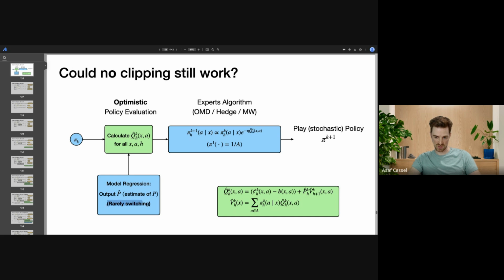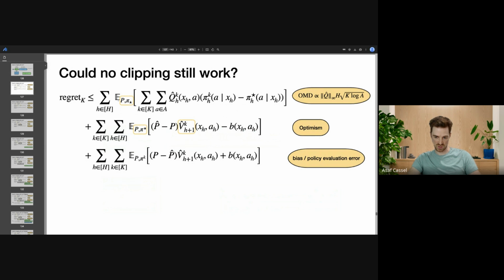There will be some epoch schedule again for the model regression. Now if we look at the standard decomposition, this is the usual value difference lemma, but you can change the roles in the way that you apply it. If you change them, then you get the expectations with respect to the empirical dynamics in the OMD and optimism term. But what you get in turn is that instead of having the empirical value function in the optimism, you get the true optimal value function. So this is the benefit that you're getting.